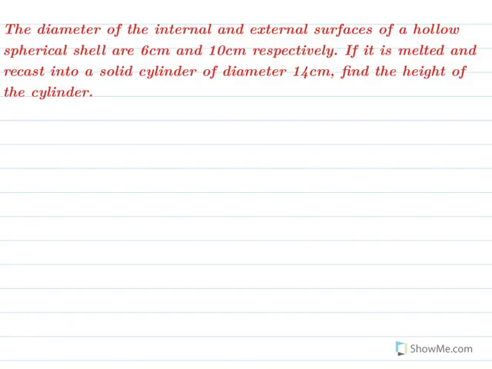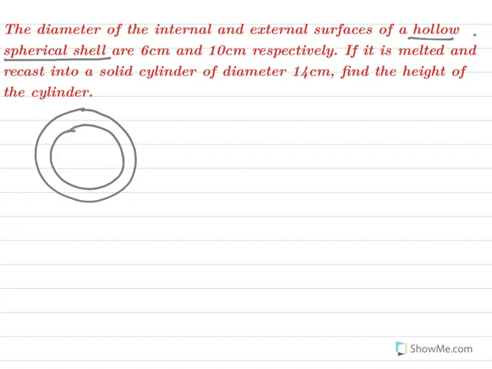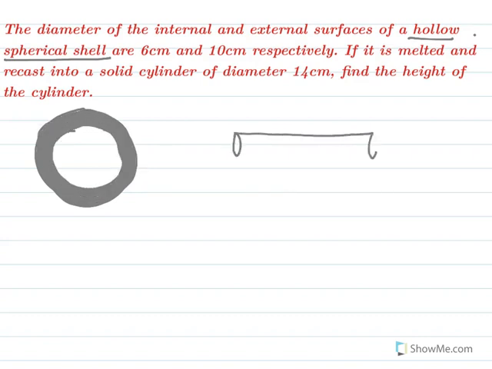The diameter of the internal and external surfaces of a hollow spherical shell are 6 and 10 respectively. If it is melted and recast into a solid cylinder of diameter 14 centimeters, find the height of the cylinder. So here we have a hollow spherical shell, which means it has got an outer volume and an inner volume. It's hollow. And all this metal is now converted or melted into a cylinder.